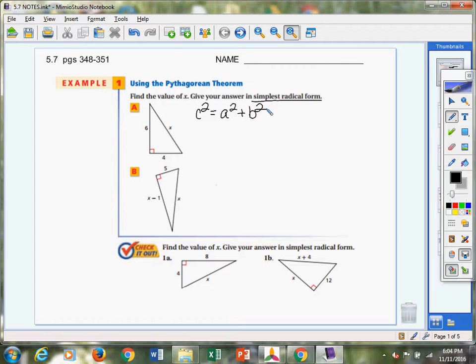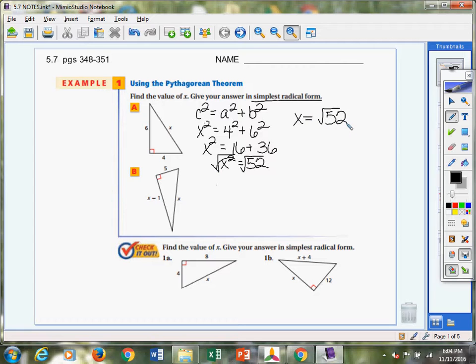So they've given us in letter A, our hypotenuse is x, and one of the sides is 4, the other one is 6. And so it's literally just going in here and doing the math. So we've got 16 plus 36, x squared is 52. In order to get x by itself, how do you undo a square? Yep, take the square root, and then we've got x equals the square root of 52.